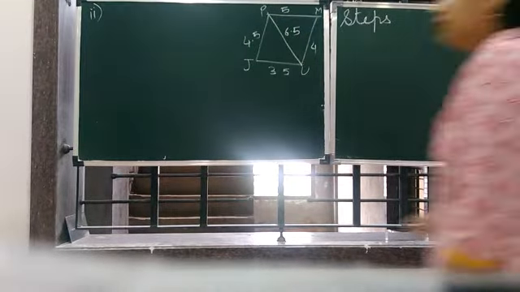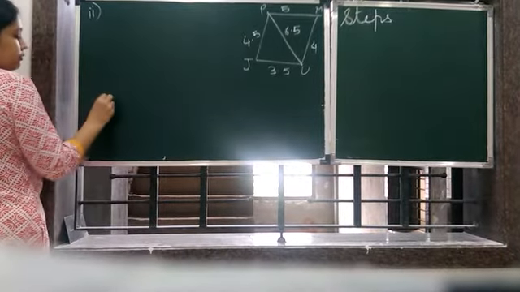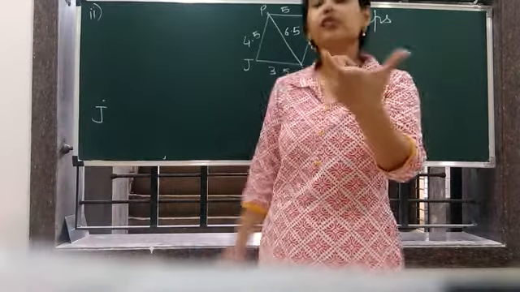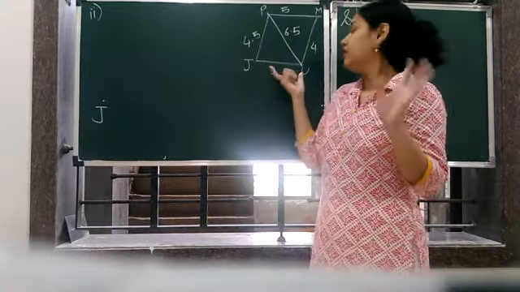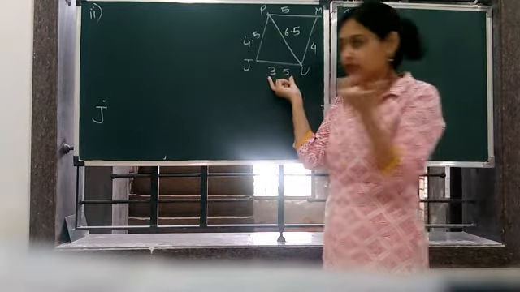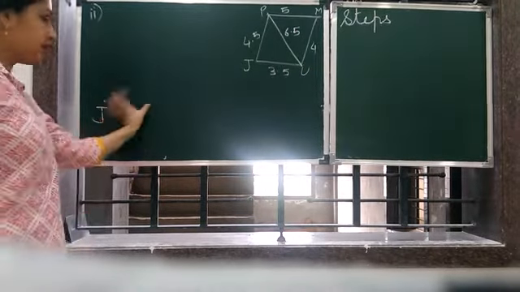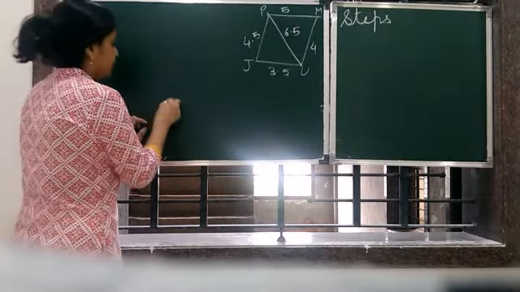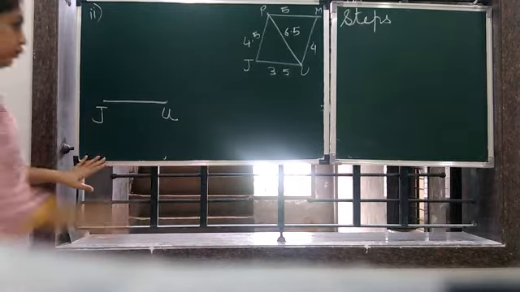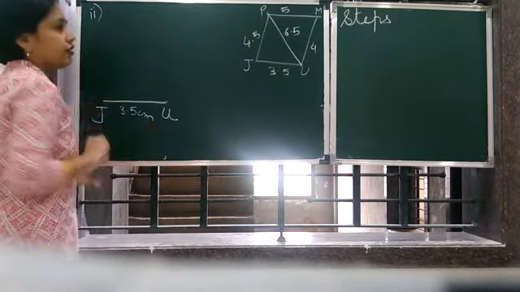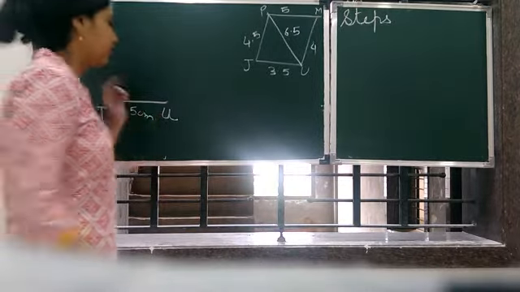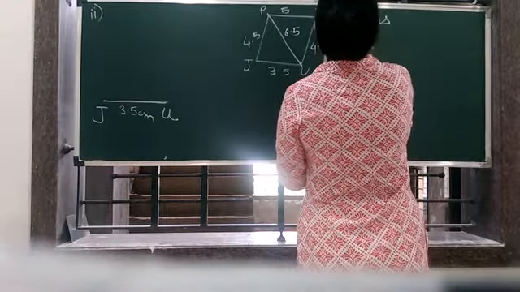So what we will do? We mark a point like this and name it J. After that, take your ruler and 3.5 centimeter distance. You take the length of 3.5 centimeter and you mark another point. Name it U and join JU. It is 3.5. But you will not write it like that. What will we write directly? Draw a line segment of length 3.5 centimeter. Draw a line segment JU.